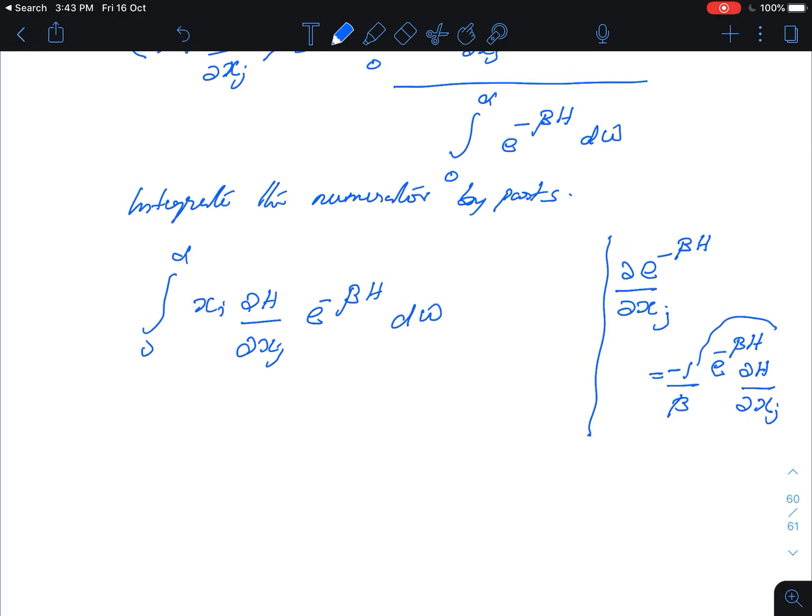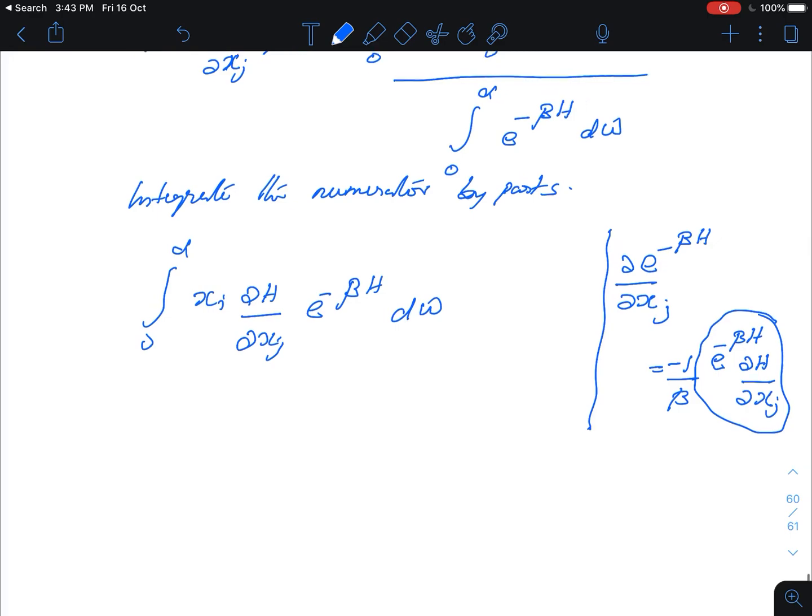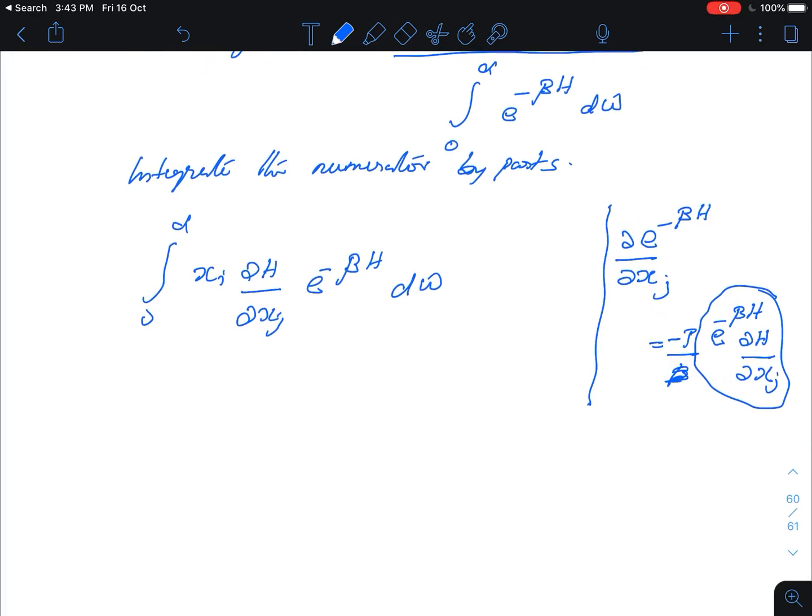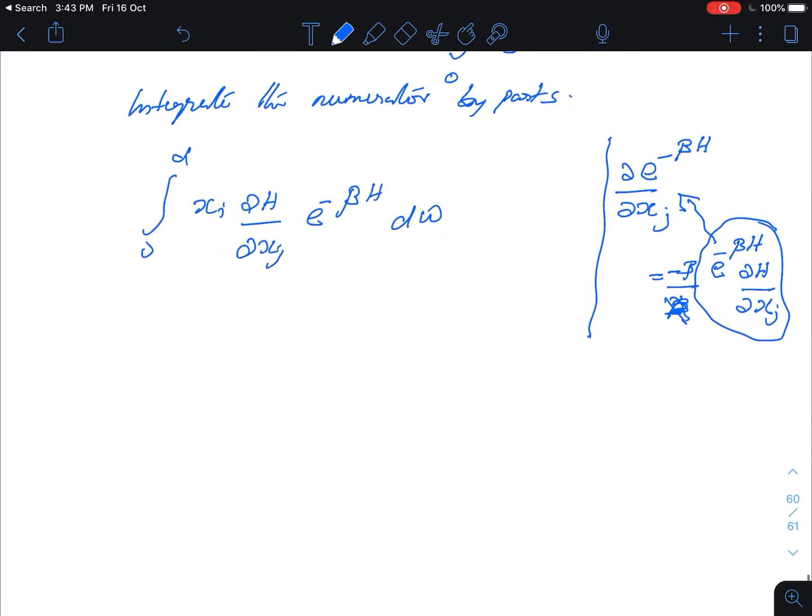Now you consider this quantity. This quantity is already here. Okay, so minus beta is there, wrong, minus beta, integration minus beta. Sorry, very sorry. So minus beta is there. So instead of this I can write this with a minus 1 by beta. Okay, so this is simply minus 1 by beta integral xi dou by dou xj e raised to minus beta h d omega.